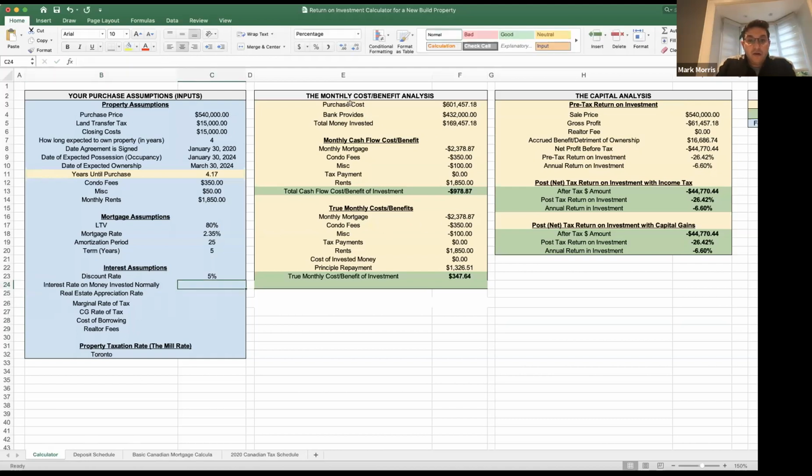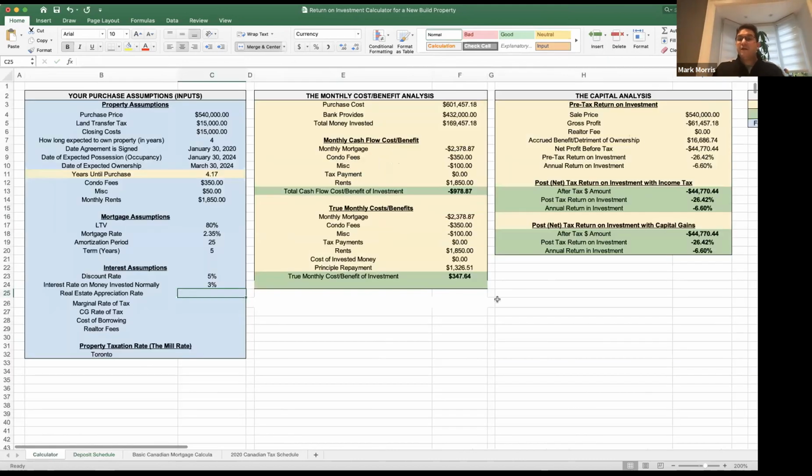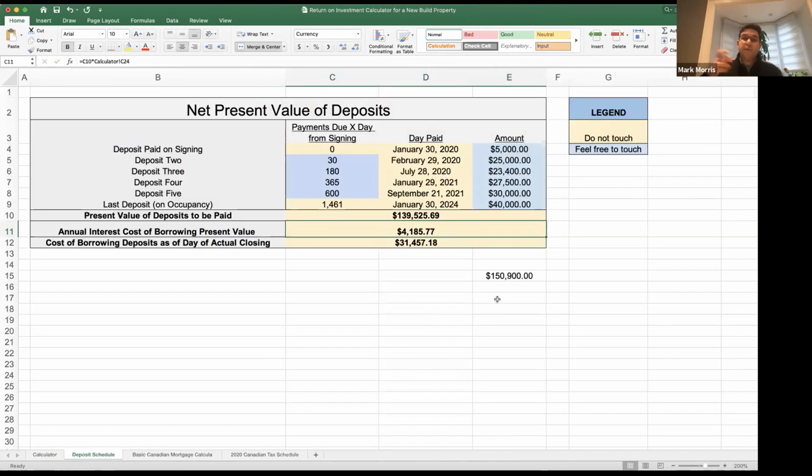So I'm going to take this and make that times 24. What we've done is we've taken this amount and multiplied that because I know that's how much I'm paying yearly. And I know that if I took that money and invested that money, I could get 3% on that money. And thus, my 3% would net me $4,185. In other words, by putting this money down in present day at $139,000, I am losing $4,185 in investment per year that this is taking place.